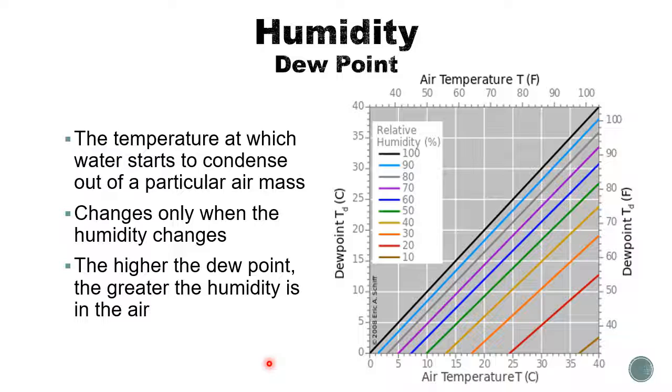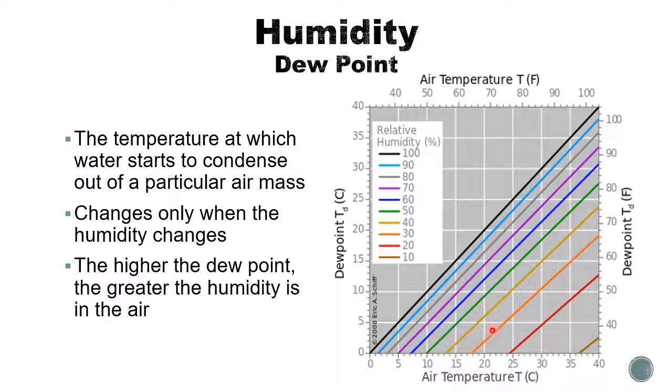So we can graph this. Our dew point is the temperature at which water starts to condense out of a particular air mass. In other words, it's going to start turning into either water for rain, or it's going to start turning into ice or snow. This changes only when the humidity changes. The higher the dew point, the greater the humidity is in the air.